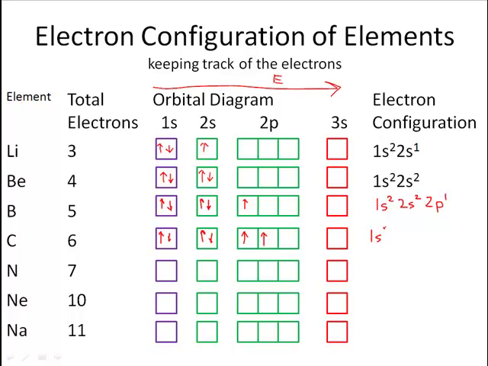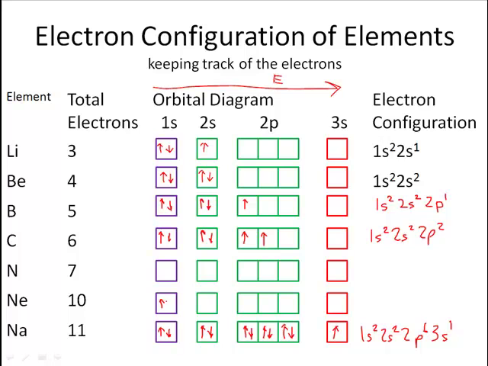So this is 1s2, 2s2, 2p2. Now, to double check if I have the right configuration, you just add up the small numbers. It should equal the number of electrons. So if you made a mistake and you got 8 here, then you can go back and fix it. Okay? For sodium, down at the bottom, 11. 1, 2, 3, 4, 5, 6, 7, 8, 9, 10, 11. So 1s2, 2s2, 2p6, 3s1.